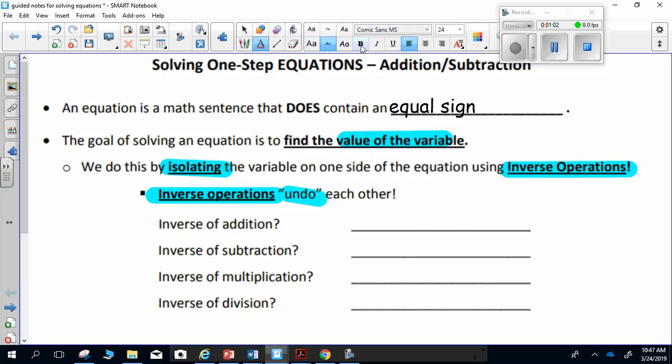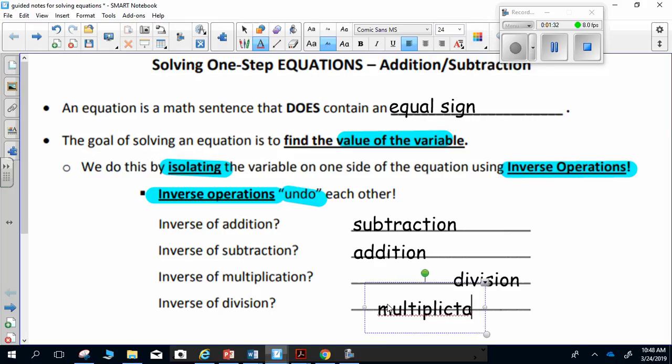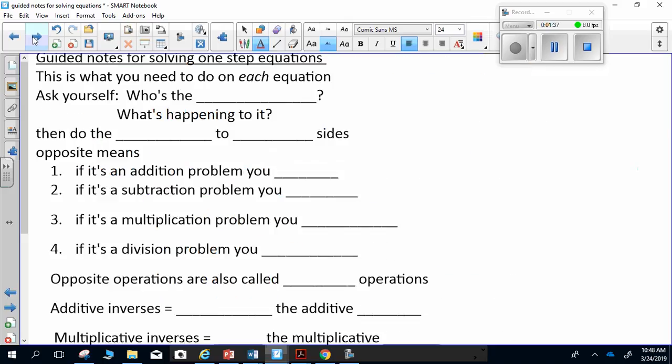So the first one, the inverse of addition, of course, is subtraction. The inverse of subtraction is addition. The inverse of multiplication is division. And the inverse of division is multiplication. So inverse means opposite. Okay, so make sure you've got all that filled in.